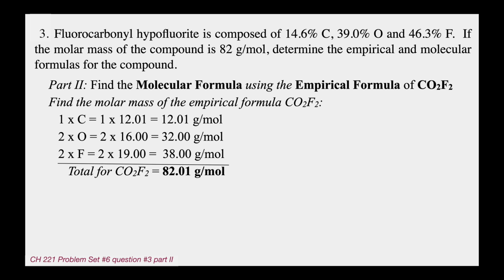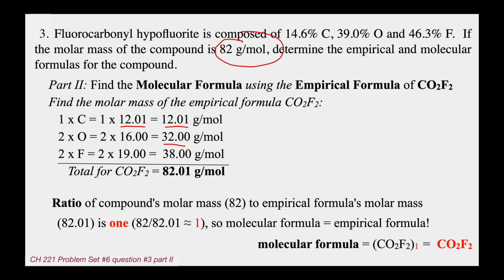1 carbon would be 12.01 grams per mole. 2 oxygens, 2 times 16, 32, 2 fluorines, etc. Add those up, 82.01 grams per mole. This is the empirical formula's molar mass. And we want to compare that to the molar mass of the whole compound, which you can see is also 82 grams per mole. So 82 divided by 82 is just 1.